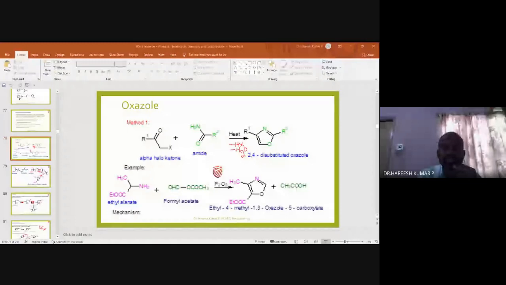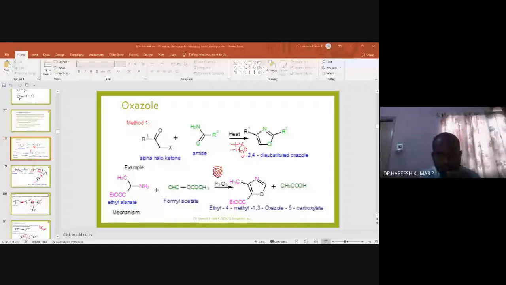The proton present on the nitrogen moves from nitrogen to oxygen, giving a double bond and OH. It's called amide enol. With the elimination of simple molecules, it gives oxazole. So overall, the first method of preparation of oxazole starts with the alpha halo ketone. This position is called alpha, this is halo, and this is ketone. Alpha halo ketone, when it reacts with amide, undergoes condensation on heating and gives oxazole.